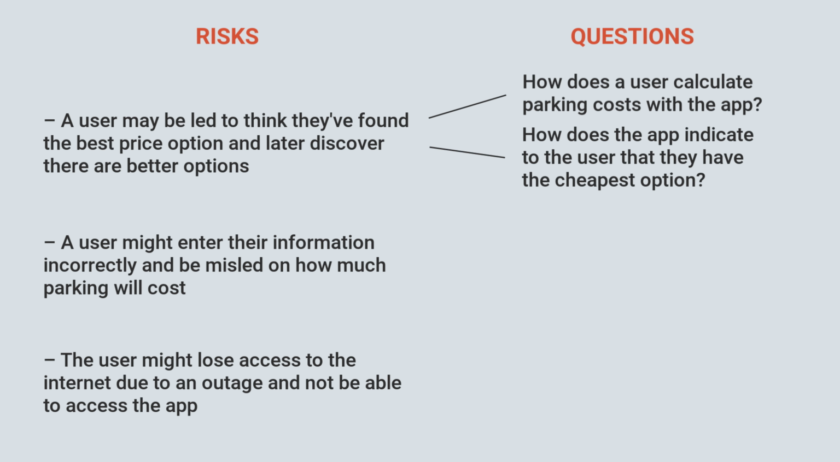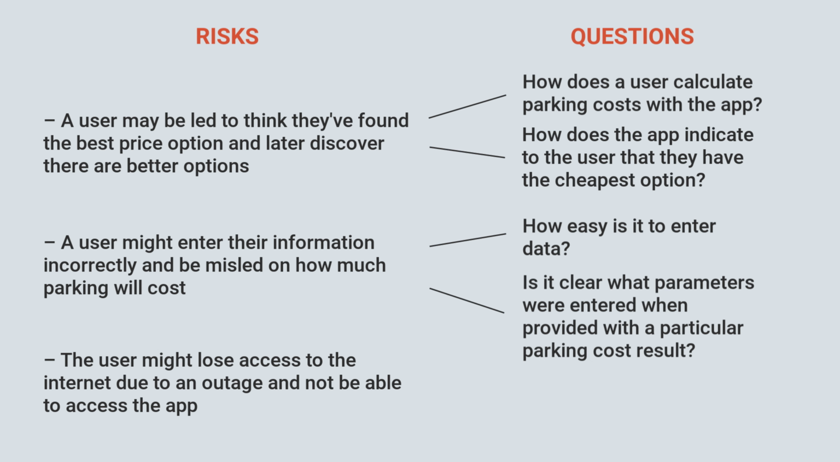Or, how does the app indicate to the user that they have the cheapest option? And for the risk, a user might enter their information incorrectly and be misled on how much parking will cost, we could ask, how easy is it to enter data? Or, is it clear what parameters were entered when provided with a particular parking cost result?